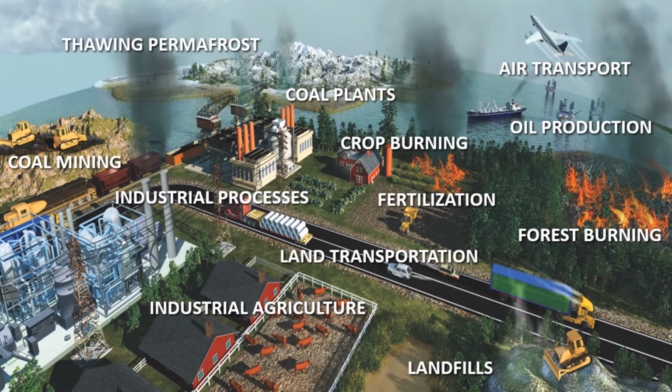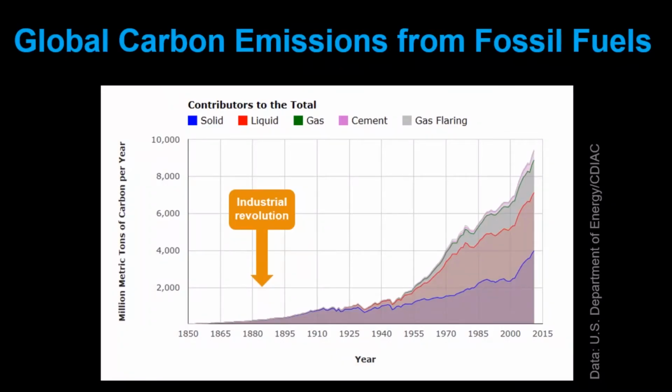Now, the burning of fossil fuels is the main cause of climate change. It's important to note that there are other contributors like deforestation, transportation, agriculture, and other industrial processes. So as we'll see, the way that we build and live affects the Earth's climate. We've seen an increase in global carbon emissions from fossil fuels since the Industrial Revolution.